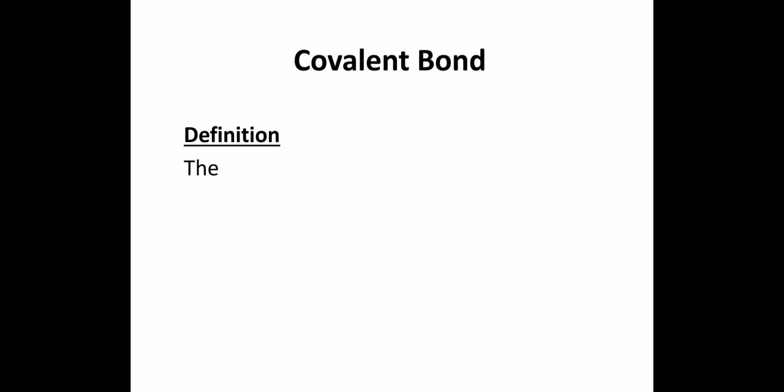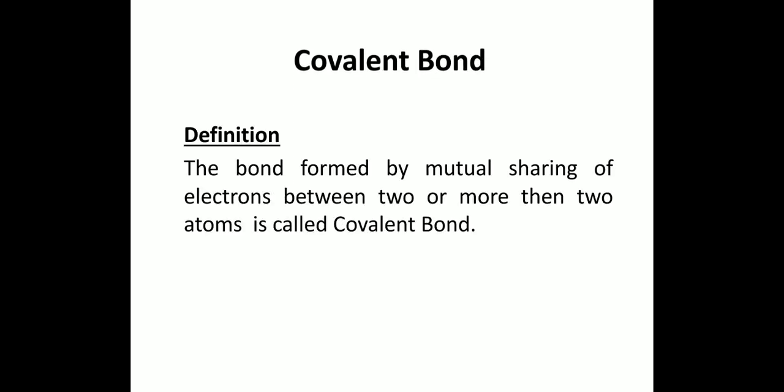Dear students, let us first redefine the covalent bond. The bond formed by mutual sharing of electrons between two or more than two atoms is called a covalent bond. In an ionic bond, complete transference of electron from one atom to the other atom takes place, whereas a covalent bond is formed by mutual sharing of electrons between atoms.